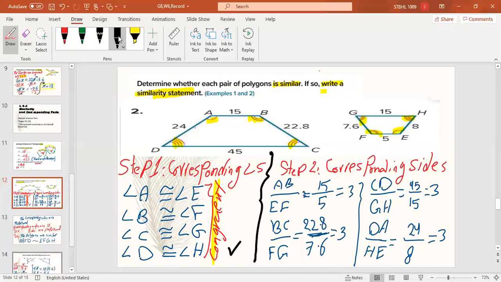Let's go to the sides. To prove that the sides are proportional, we need to write each two corresponding sides as a fraction, as a ratio, and then simplify it. Let's begin. Line segment AB corresponds to line segment EF. So we will substitute by the length. AB equals 15. So it will be 15.